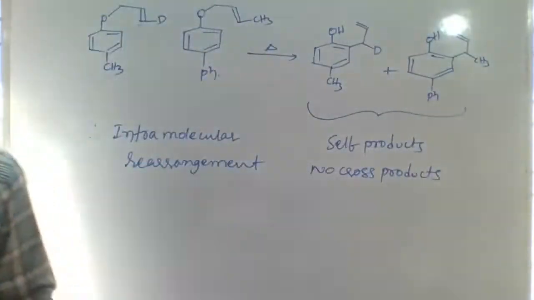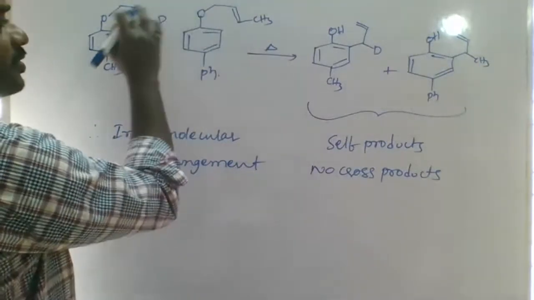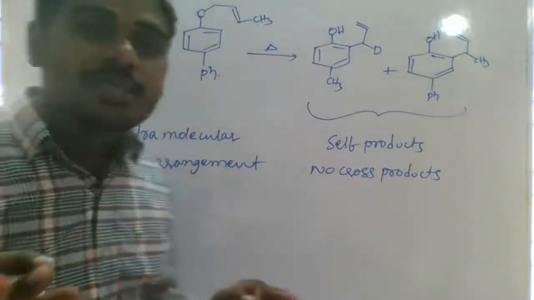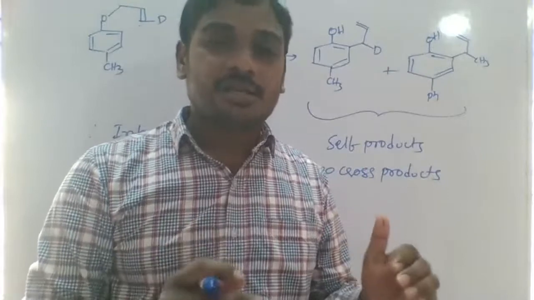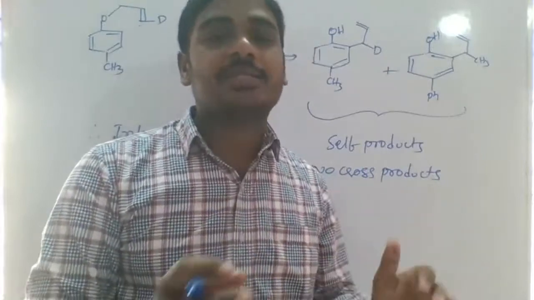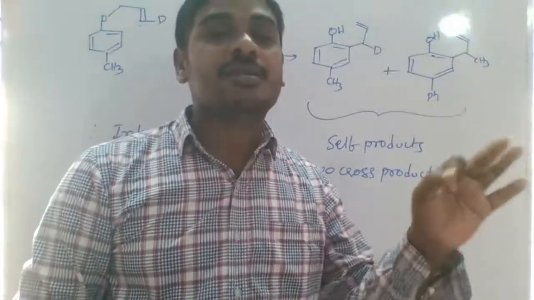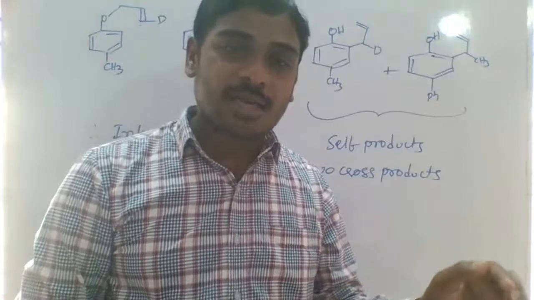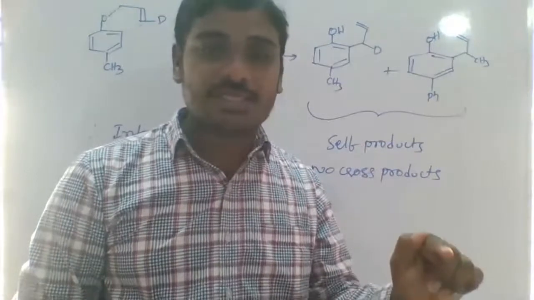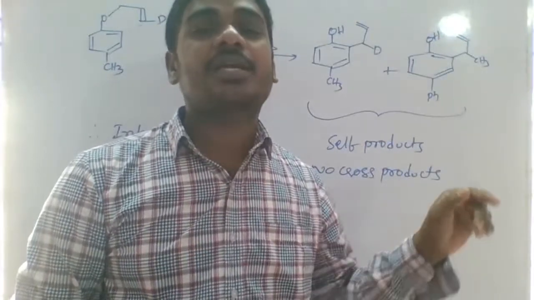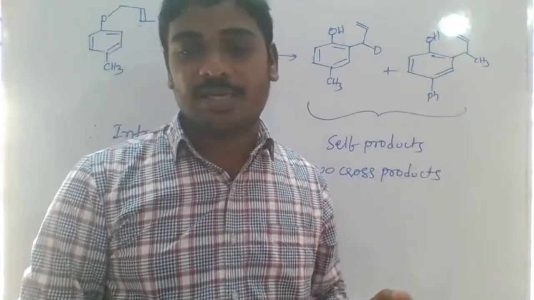Please take this screenshot. So no cross products are formed. No cross products means this group is going to here, this group is going to here. That is not possible, because cross products, the intermolecular reactions, mainly take place in reactions proceeding through an intermediate. If an intermediate is formed in a chemical reaction, then both intra- and intermolecular rearrangement take place. If an intermediate is not formed, the reaction proceeds only through a transition state, and in that reaction only self products are formed, nothing but the intramolecular rearrangement.